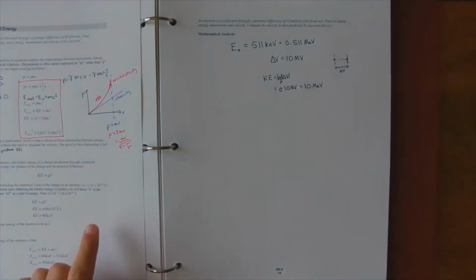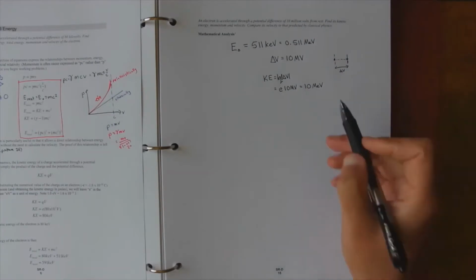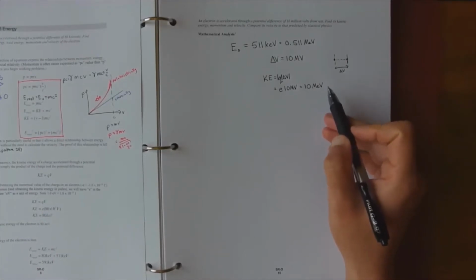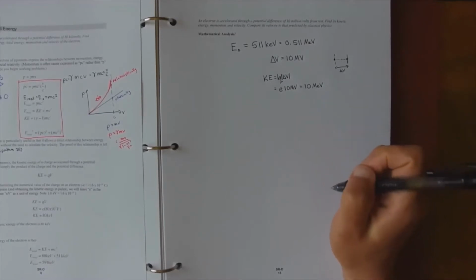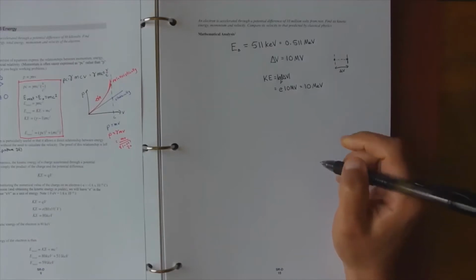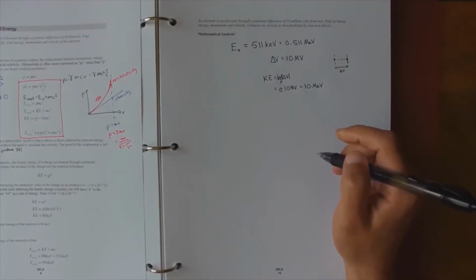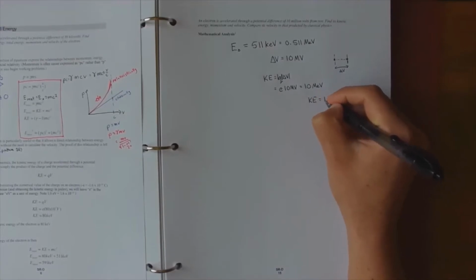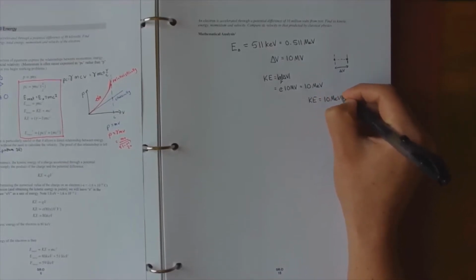If you put in 1.602 times 10 to the negative 19th coulombs for E, a coulomb times a volt is a joule, so that would get you units of joules instead of electron volts, but we like to work in electron volts in this class. So we already have our kinetic energy then. That was something we were asked to find, right? Okay, so kinetic energy is equal to 10 mega electron volts.